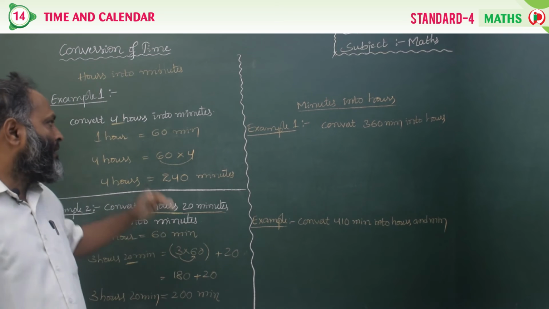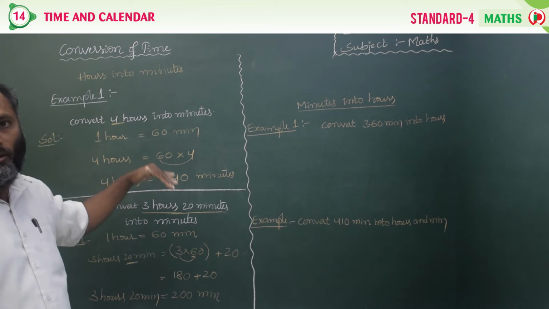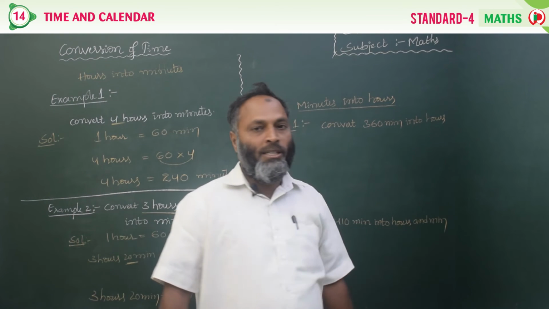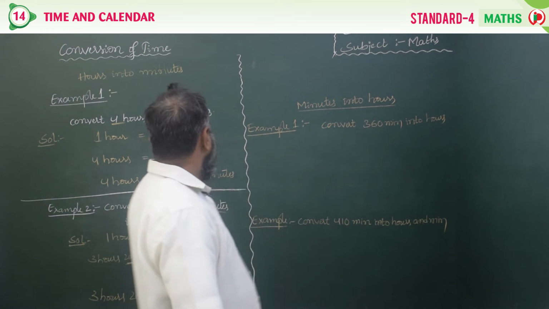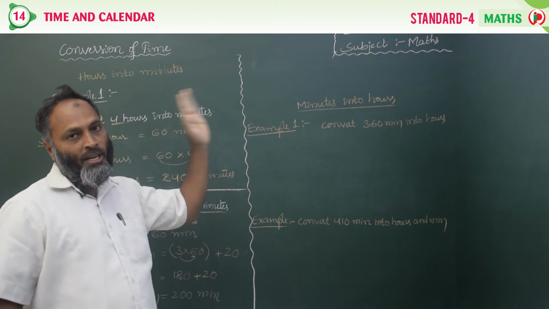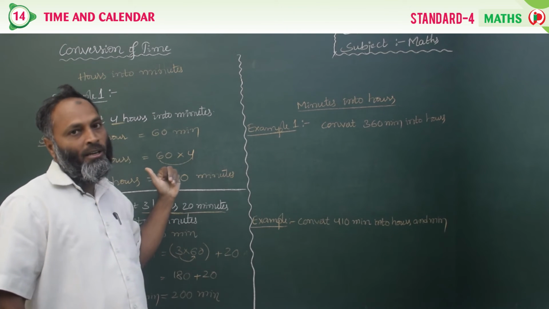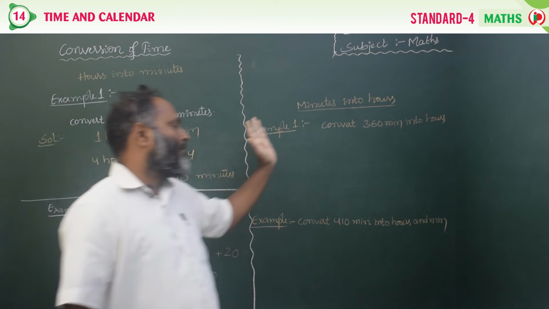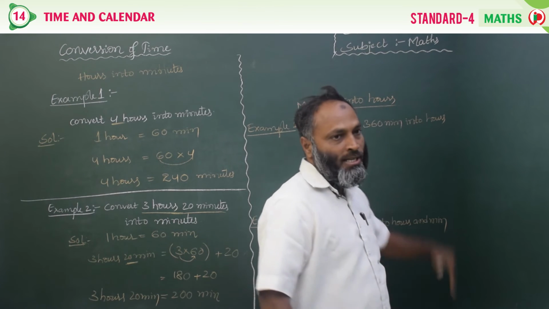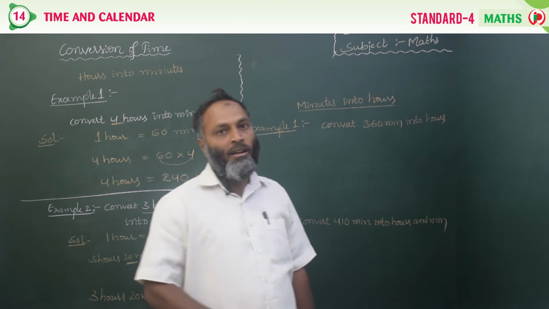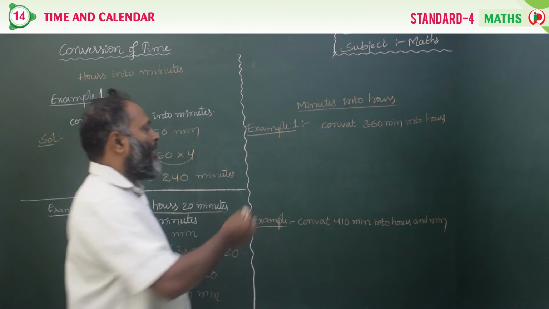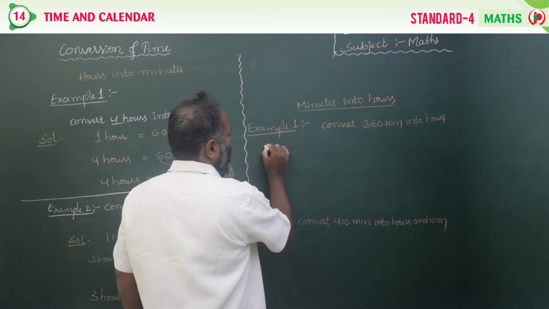Okay, so this is the conversion of hours into minutes. Now the next concept: minutes into hours. Here hours are bigger units and minutes are smaller. When bigger is converted into smaller, we should multiply with the unit quantity. Here minutes are smaller, converted into bigger, hours being the bigger unit. So if smaller is converted into bigger, we should divide with the unit quantity.